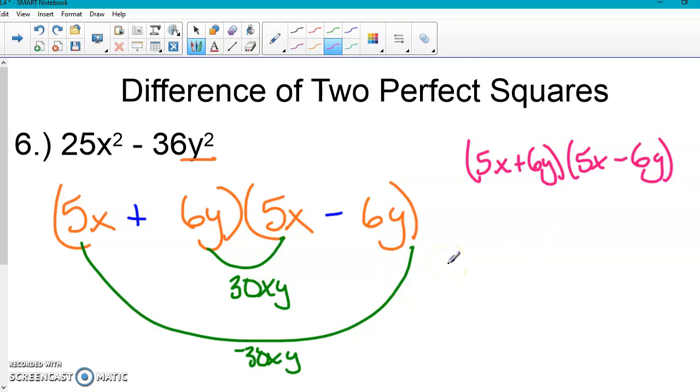All right, guys, there you go. There's your lesson on what are called special products. The 2 that we learned were perfect square trinomials and difference of 2 perfect squares.